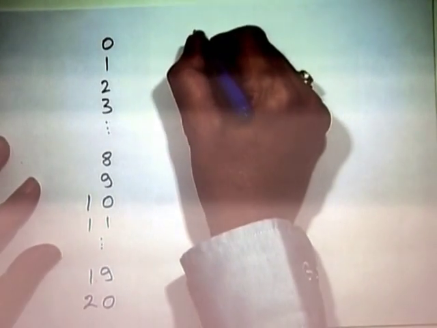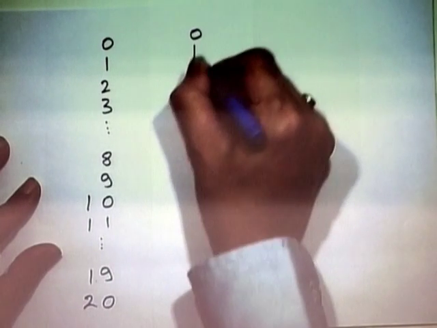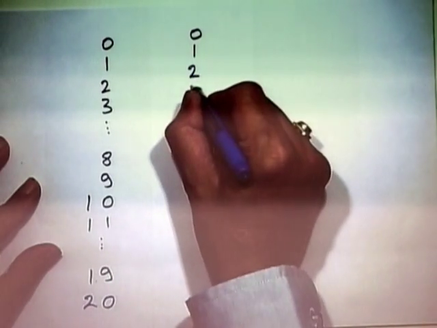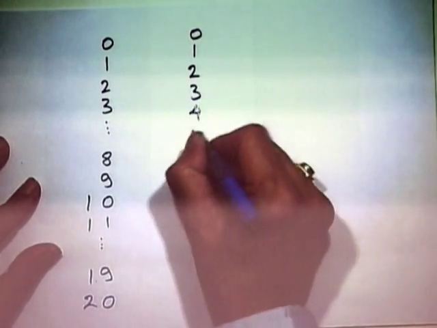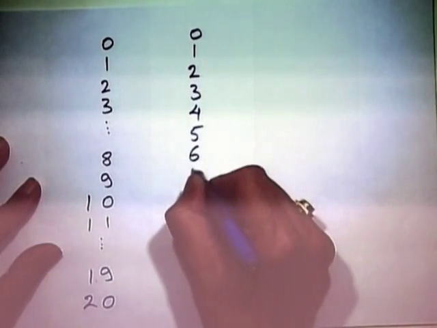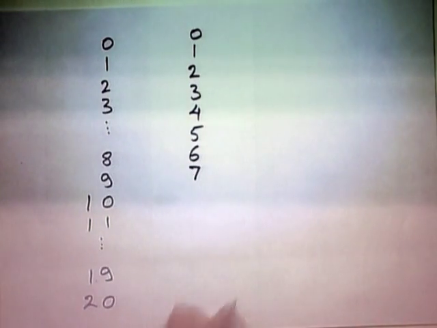This is the decimal system. If you had an octal system, you would have only 8 digits: 0, 1, 2, 3, 4, 5, 6, 7. These are the 8 symbols in an octal system. An octal, meaning base 8, system.